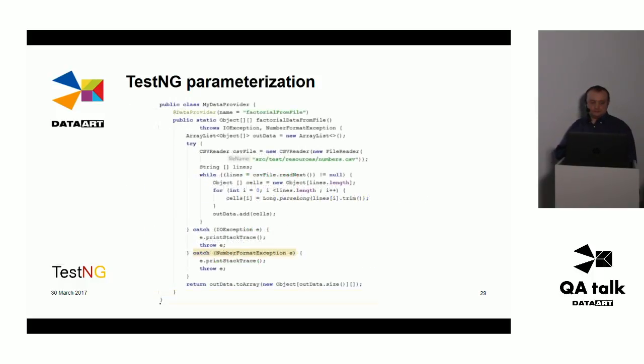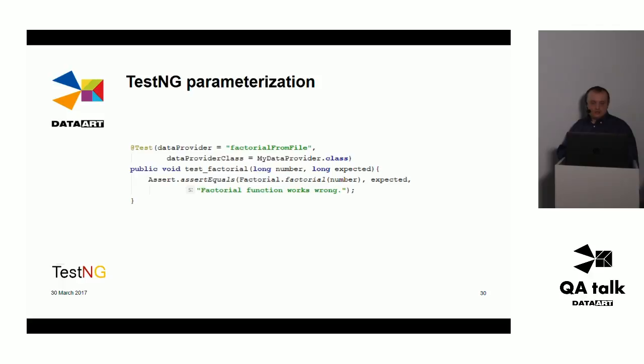And one more interesting thing is that you can add your data provider. You can get some fields, some values from somewhere, for example from a CSV file, and then you can inject them into your test. So here you have a data provider and a data provider class. This data provider would be in another class.